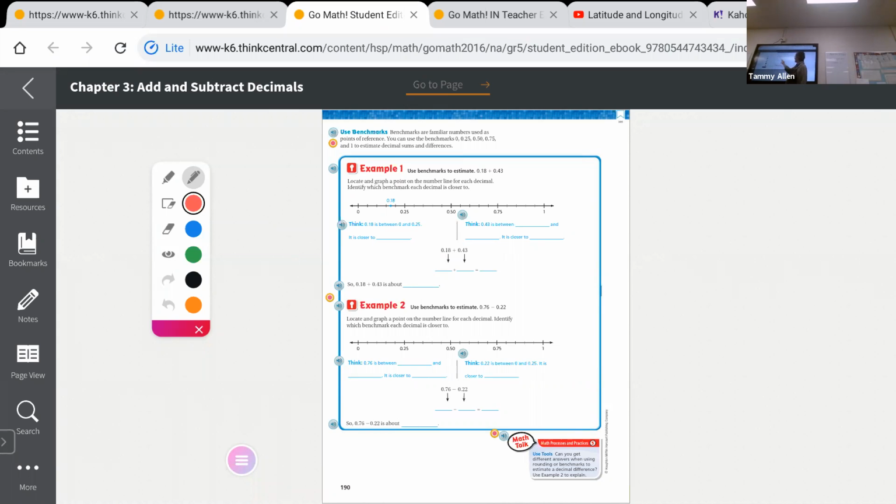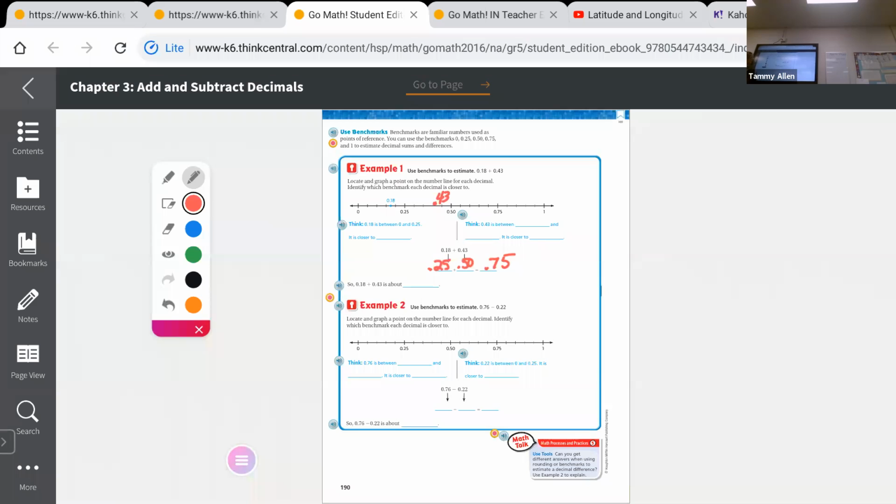Is 18 hundredths closer to 0, 25 hundredths, 50 hundredths, 75 hundredths, or 1? 25 hundredths. So if we were talking money, we would say, is 18 cents closer to 0 or 25 cents, right? And it's closer to 25 cents. So we would use 25 hundredths there. Is 43 hundredths closer to 25 cents or 50 cents? And if we're thinking about that, our 43 hundredths is going to be somewhere in there. So it's going to be closer to 50 cents. So now we have 25 cents and 50 cents, and that gives us an estimate of 75 cents or 75 hundredths. So that's what a benchmark does for us.